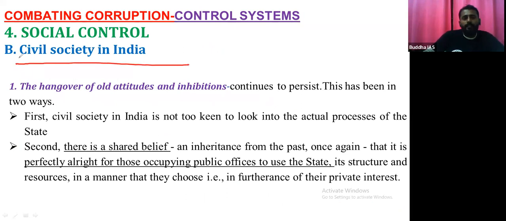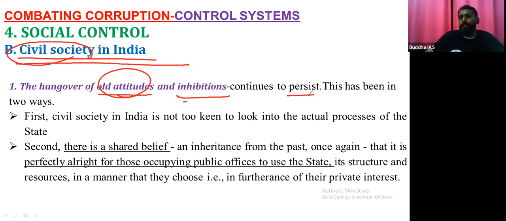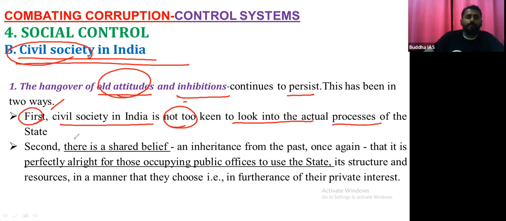Civil society in India, the present. What is the present status of civil society in India? The hangover of the old attitudes and inhibitions continues to persist. This has been in two ways. First, civil society in India is not too keen to look into the actual processes of the state.